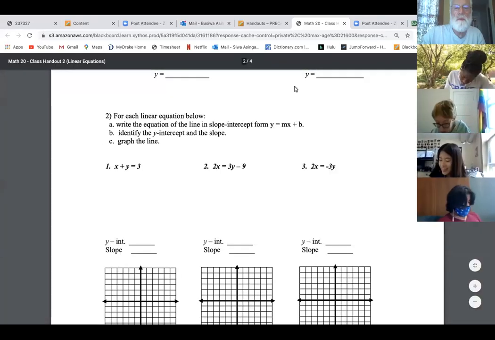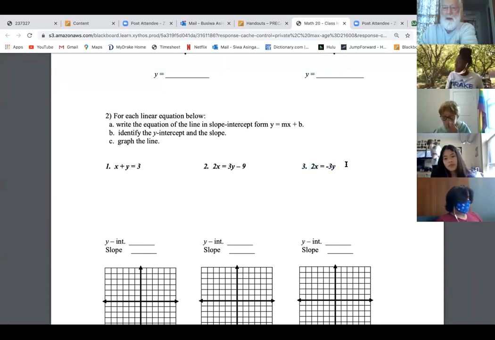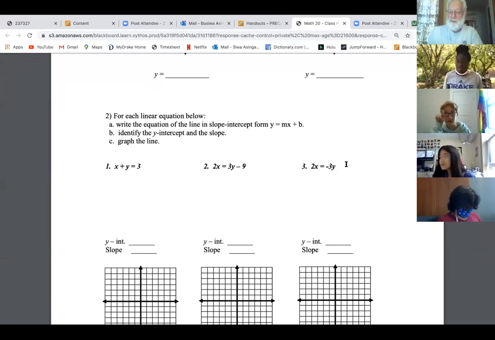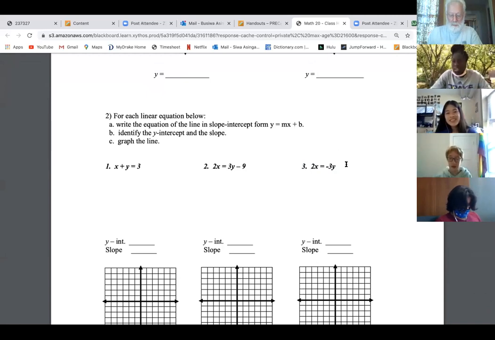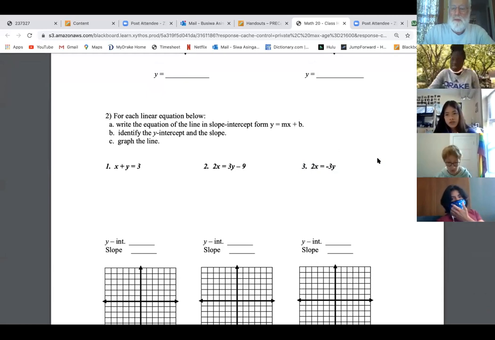Just seeing how you all are doing. Oh yeah, we're just on the last one for number 2. Okay. We're on this one right here. Oh, this is one of those ones where the line intersects at 0. Wait, what? What do you mean? Yeah, I see where you are. Okay, good. If you have any questions, let me know.